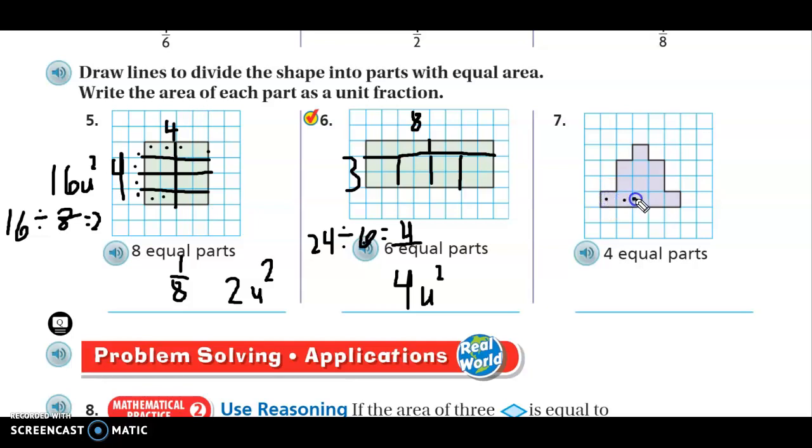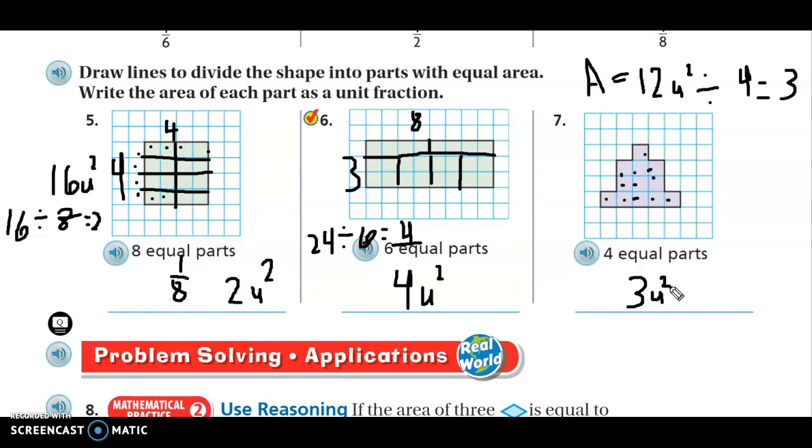Now this one's a little bit trickier because we can't use our formula because it's not a quadrilateral. 1, 2, 3, 4, 5, 6, 7, 8, 9, 10, 11, 12. Our square area is 12 units squared. I'm going to divide that into 4 parts. So 12 divided by 4. 4 times what is 12? 4, 8, 12. So 4 times 3 is 12. Each equal part would be 3 units squared.